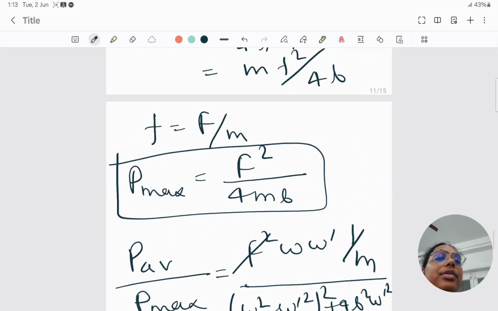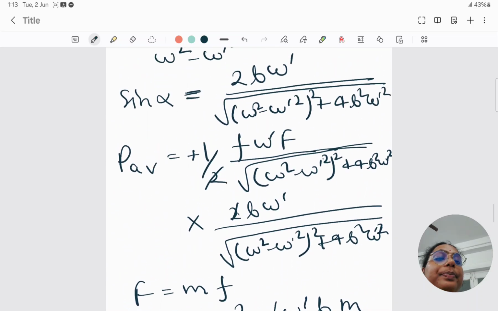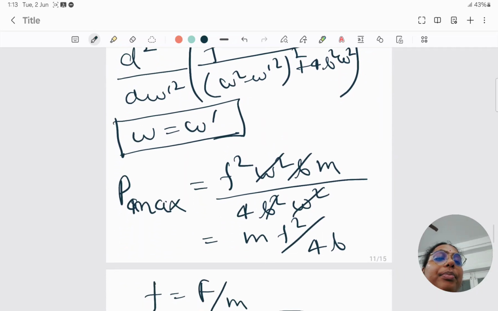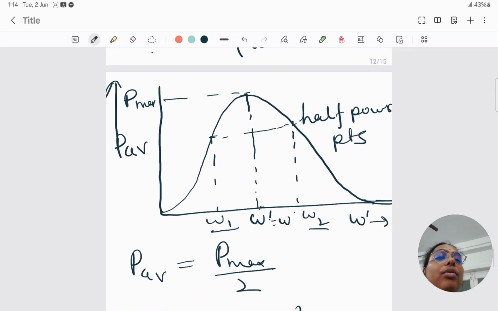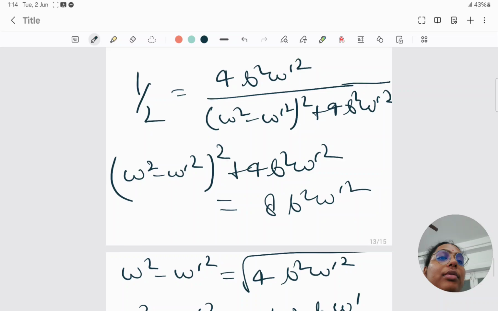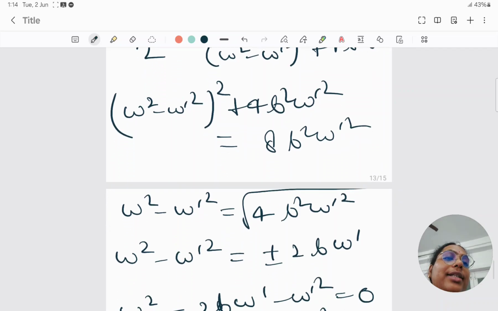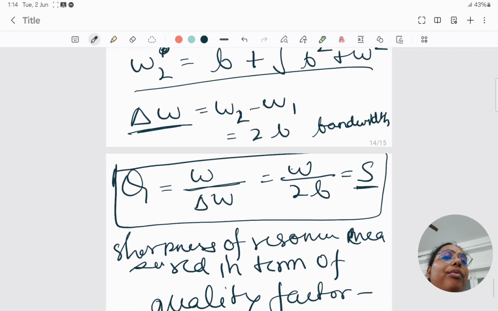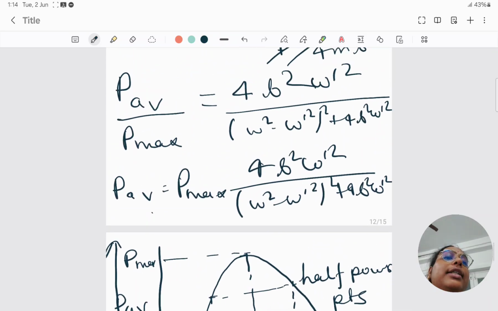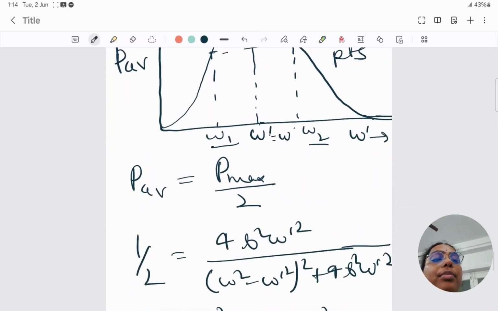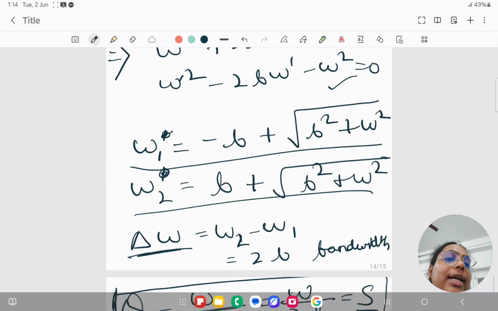What we have done: first we calculated the power, then the average power, then the maximum power, and the value of omega dash where the maximum power will occur. Then what the maximum power will be, then the relation between the average and the maximum power, and from that we calculated the bandwidth. What will be the bandwidth of this spectrum, between p average and omega dash.